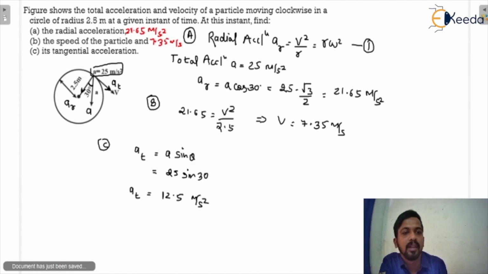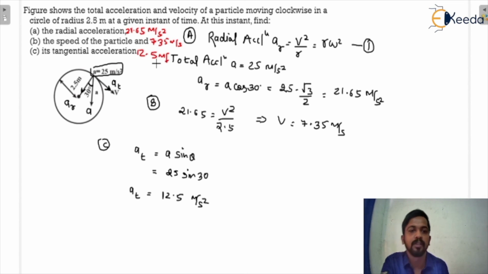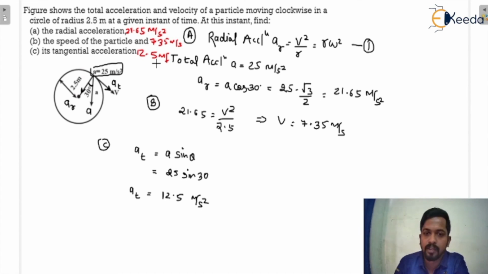So here you get all three answers: the tangential acceleration, the radial acceleration, and the velocity or speed of the particle. I hope you understand the solution of this question.